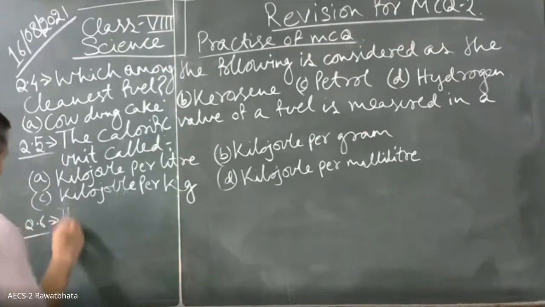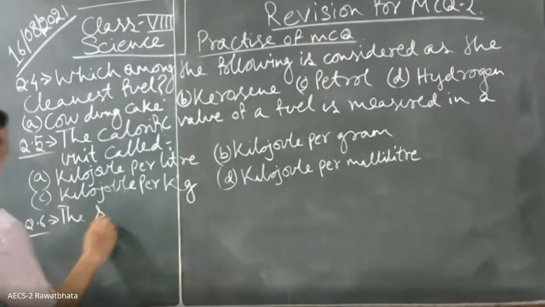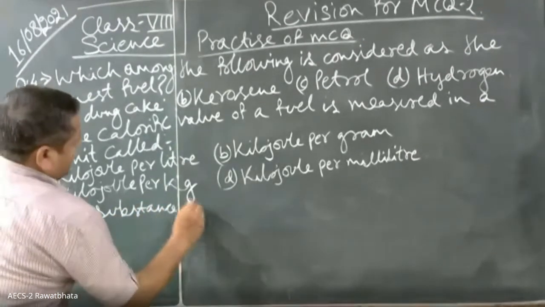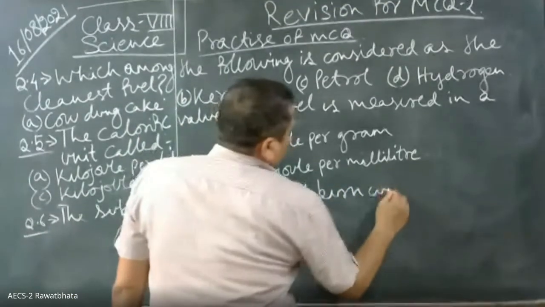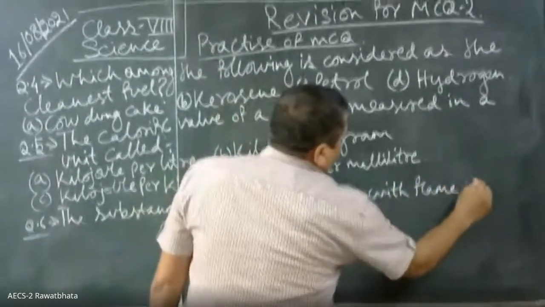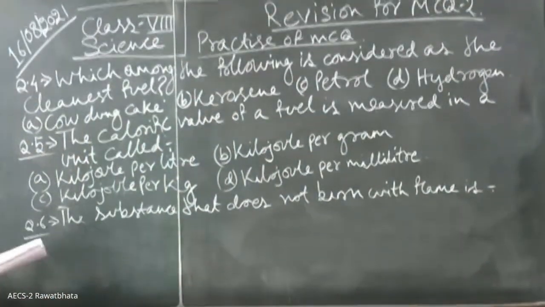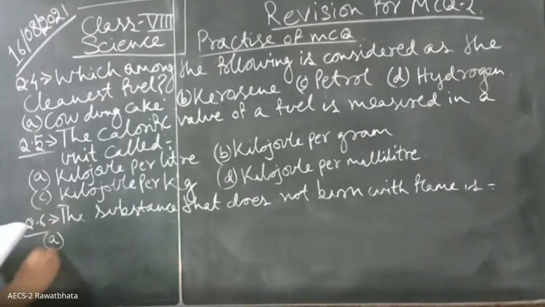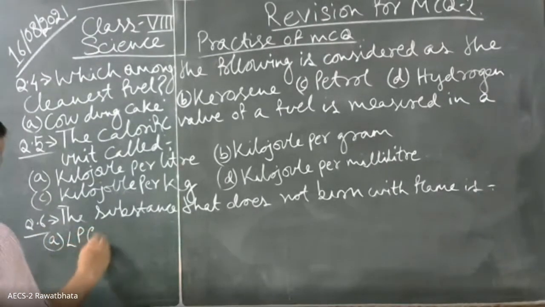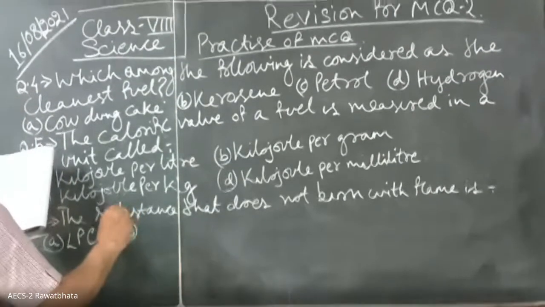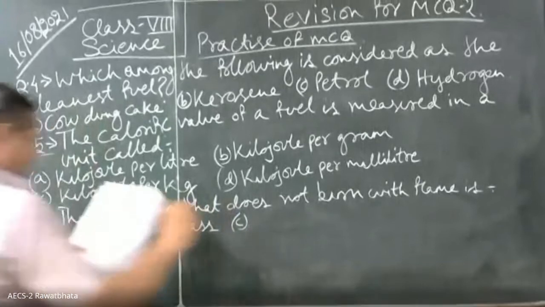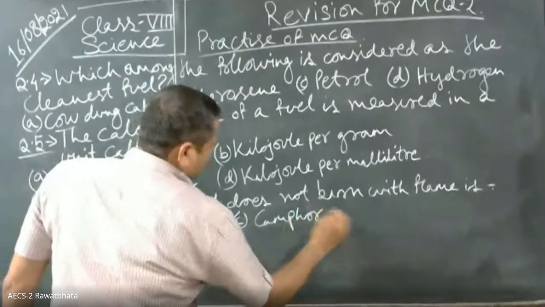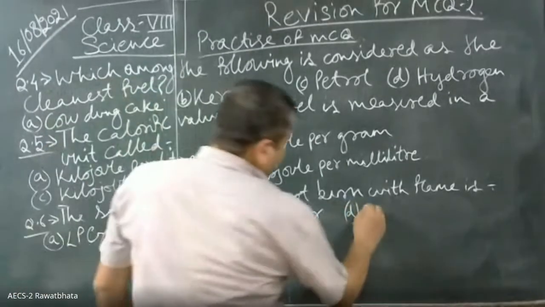Completed, sir. The substance that does not burn with flame is: A, LPG; B, dry grass; C, camphor; and D, alcohol.